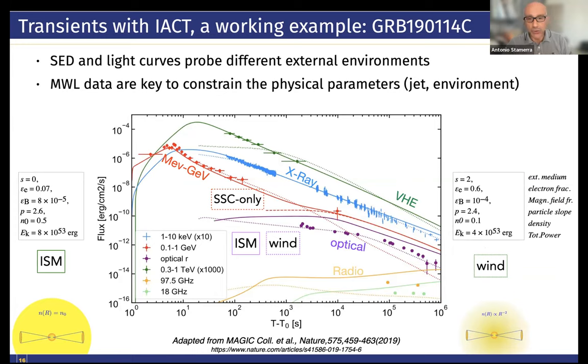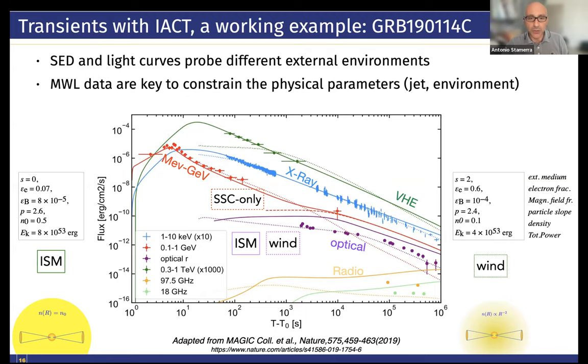And here you see that we could, for example, disentangle different environments. I mean, whether the GRB was exploding in a uniform medium or in a windy medium. The continuous lines are the homogeneous medium, the dotted lines are the windy medium. We can also infer differences in the spectral modeling. Here you see the dashed line in the gamma rays, whether it is only SSC or not.